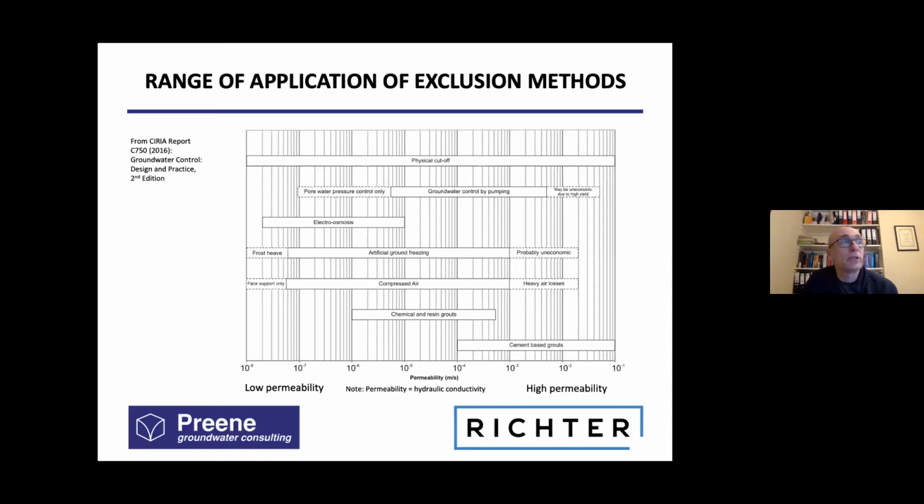select an appropriate method. So here, for example, you can see that cement-based grouts only work for this permeability range from maybe 10^-4 meters per second up to 10^-1. Chemical and resin grouts work a little bit lower, but even they have a lower permeability limit. You can see here that physical cutoffs, putting a physical barrier in the ground, does tend to work across all permeabilities. But for example, if you have very hard rock, it can be difficult to drive a barrier. If you have big cobbles or boulders in glacial deposits, that can cause problems. So a really key point is to understand the application and limitation of the different methods.